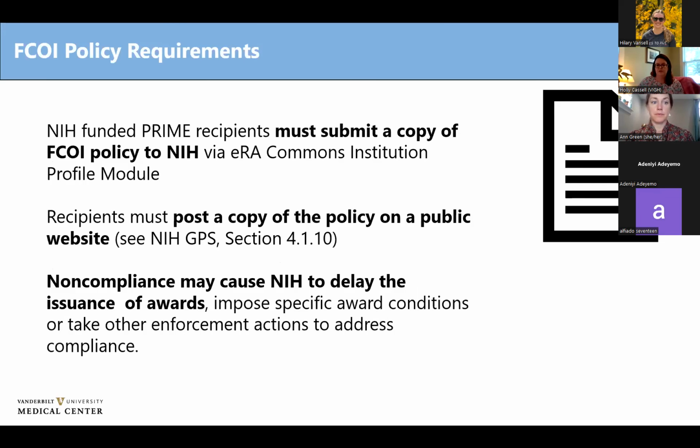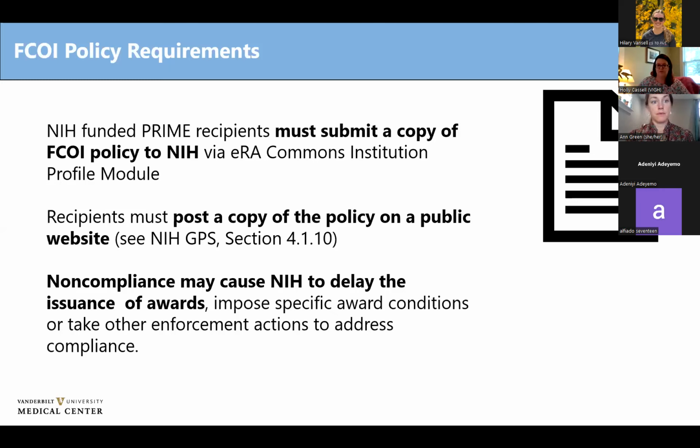So beginning in 2020, institutions were required to submit a copy of their financial conflict of interest policy in the institution profile module of eRA Commons. So this is for Prime. NIH funded recipients must submit the policy, and they must make it publicly available on their website to get funded. So not doing this can cause a delay in funding.